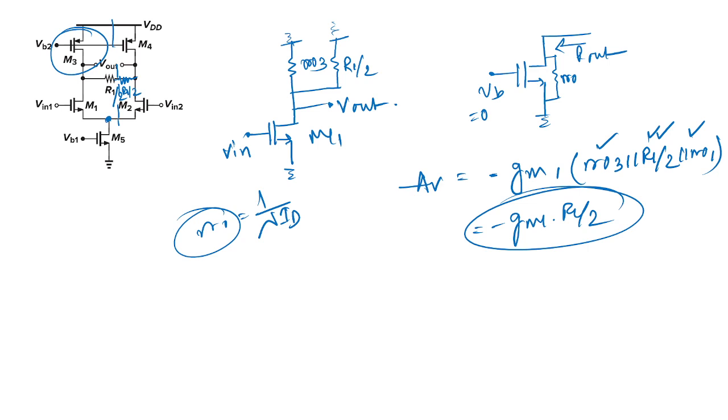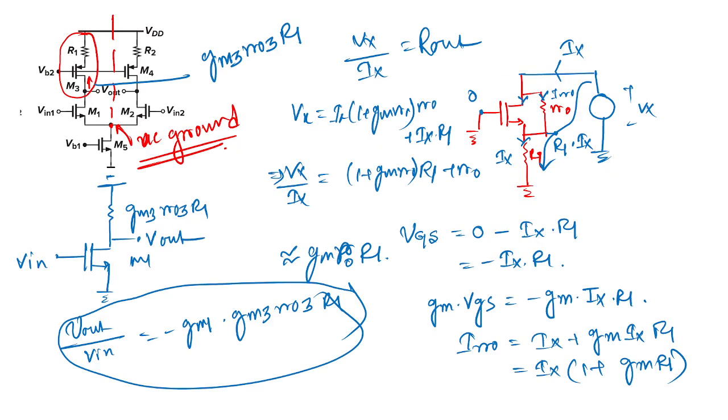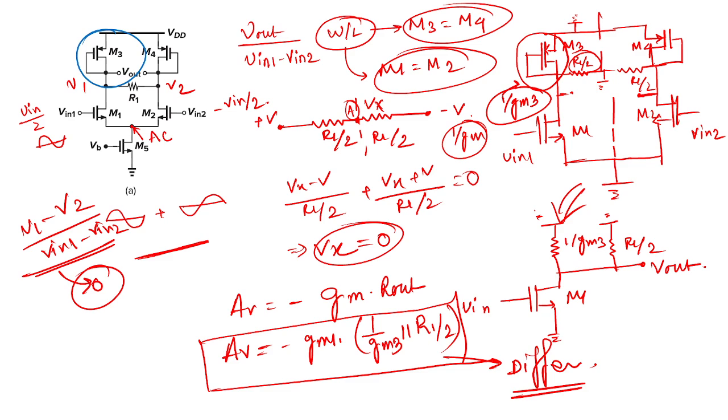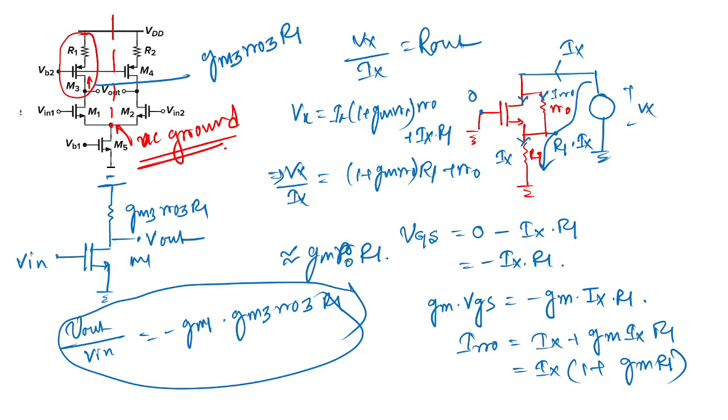In this type of problem, just try to find the symmetry of the circuit. If there is no symmetry, then you can go for drawing the model of each and every transistor and solving the problem, but in most cases the circuits are symmetric. So I hope you understand how to solve this problem.